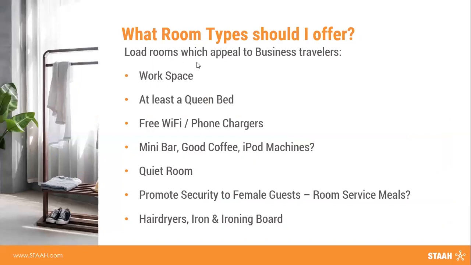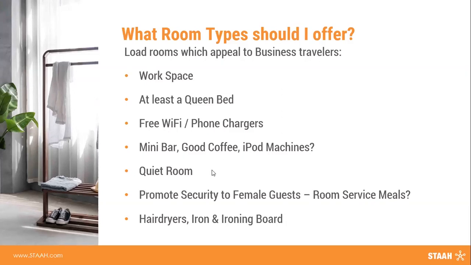That leads to what room type should I offer as a hotel to be in the GDS. Load the rooms which appeal to the business travellers. They like workspace or desks. They all would like at least a queen bed. In Australia and New Zealand, we have a double bed, queen bed, king beds. You want to have a queen bed or a king bed offering for a business traveller. Make sure they've got free Wi-Fi, phone chargers if possible, mini bars, good coffee, iPod machines. Try and offer them a quiet room, away from the street if you're on a main road.